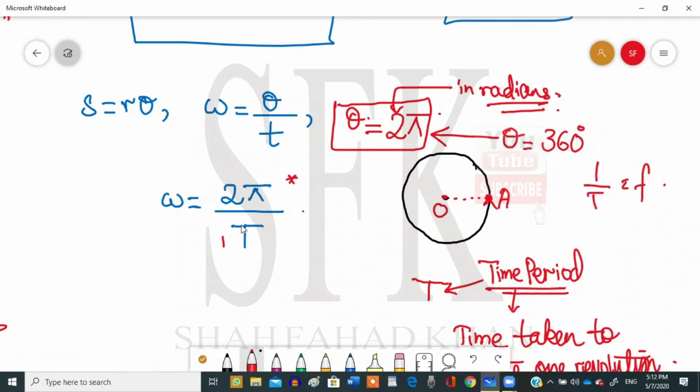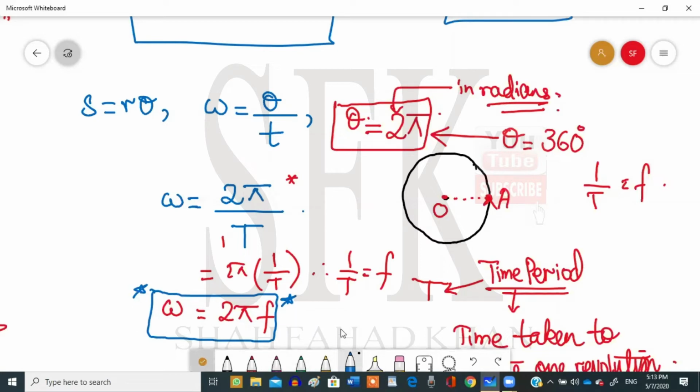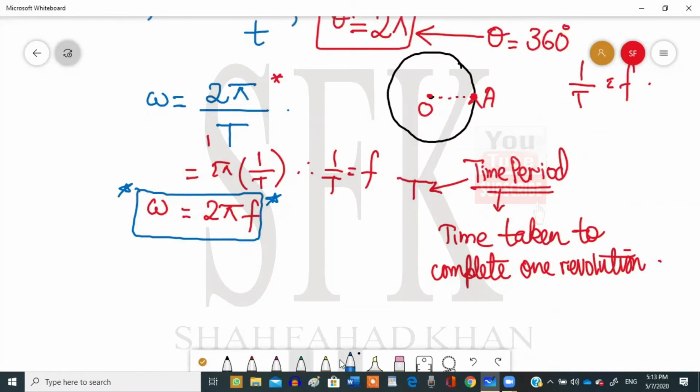So I can replace this 2 pi upon T by 2 pi into 1 upon T. And I can write this formula as 2 pi into F, because this 1 upon T is actually equal to the frequency. So now this is the formula of omega that we've derived. Omega is equal to 2 pi F. And this is actually the most frequently tested formula for omega. So I would suggest just remember and learn this formula.